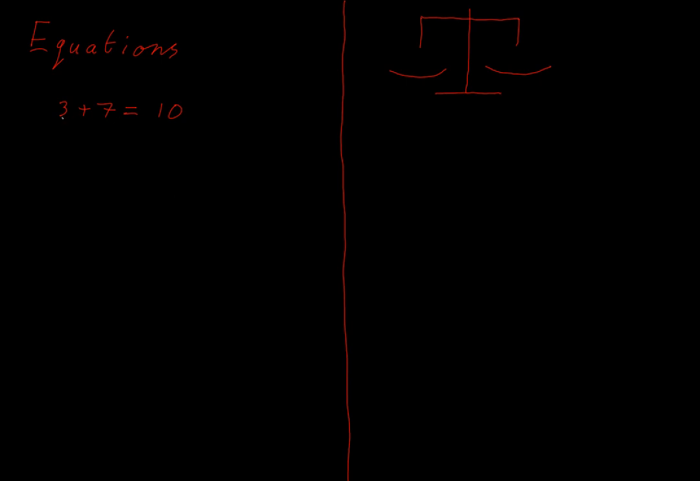It means that the left hand side is equal to the right hand side. They are the same. So this is really the same as this. Now 3 plus 7 looks different to 10, but we know that in actuality this is exactly the same as this. So we put an equal sign in between two things that are the same as each other. So the left hand side is the same as the right hand side.